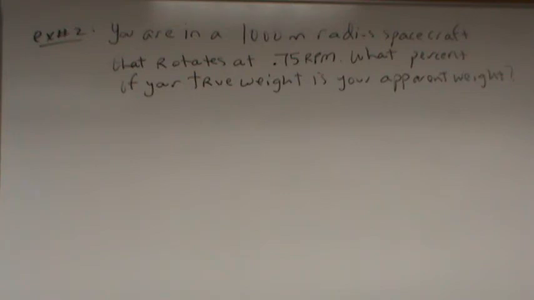A 1 kilometer radius spacecraft. So it's like a Death Star. Let's see if you got the speed. Yeah, you got the speed right. Now you're ready to plug into F equals ma. Coolio. Good. Yeah, go for it. Make that conversion.